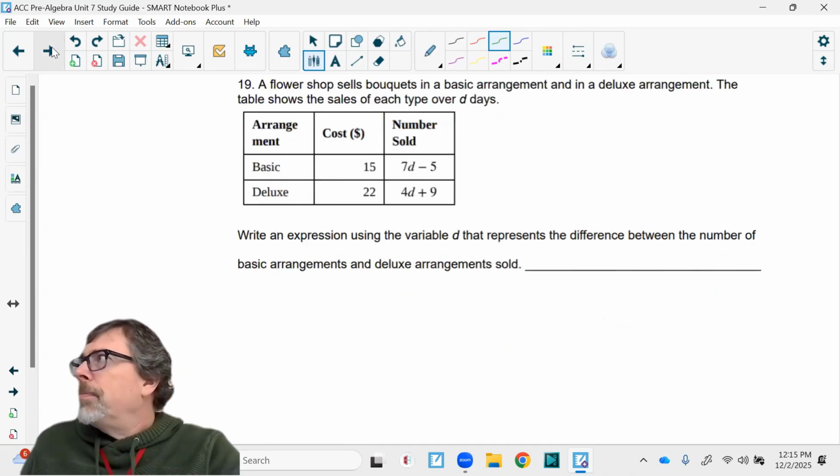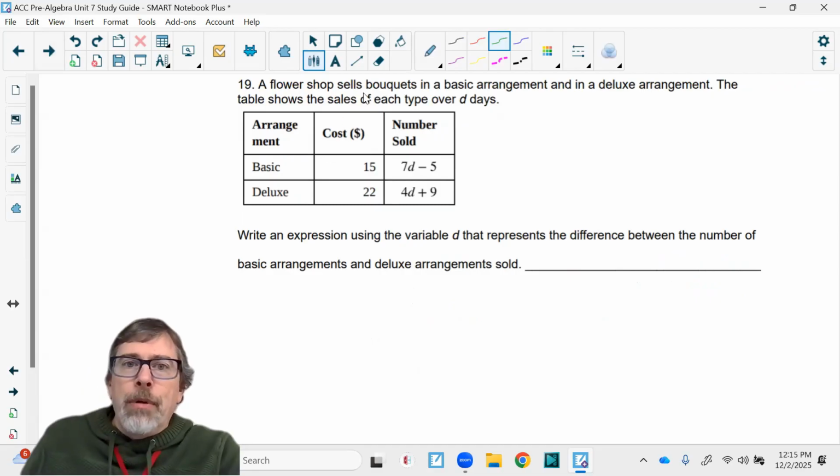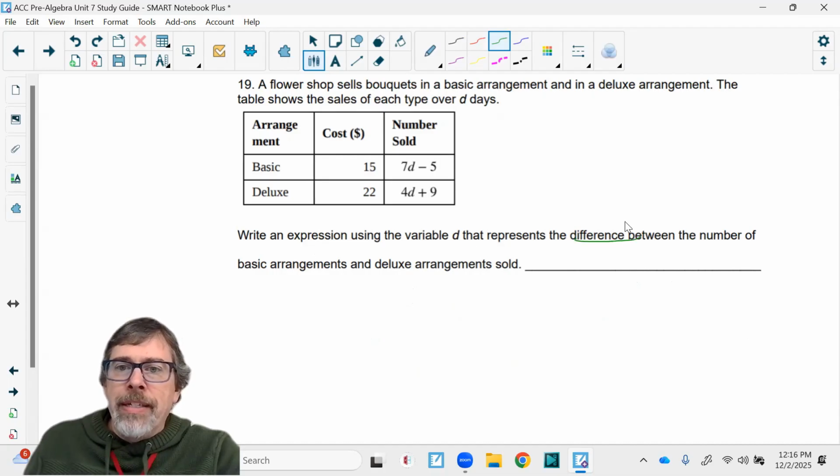Number 19. A flower shop sells bouquets in a basic arrangement and in a deluxe arrangement. The table shows the sales of each type over D days. Write an expression using the variable D that represents the difference between the numbers. So it's 7D minus 5. Okay.